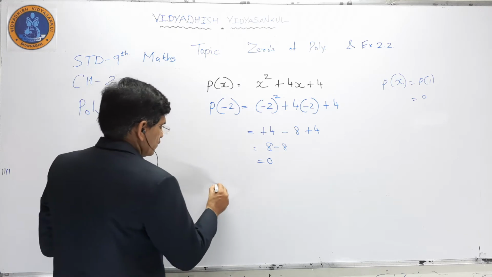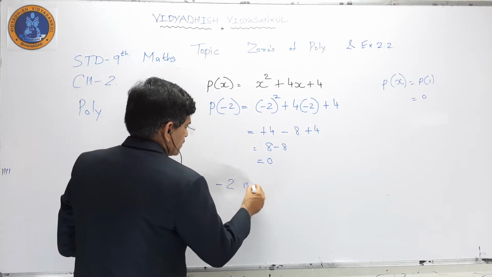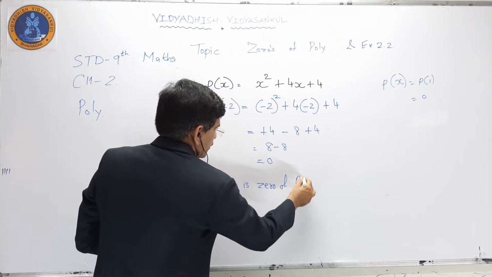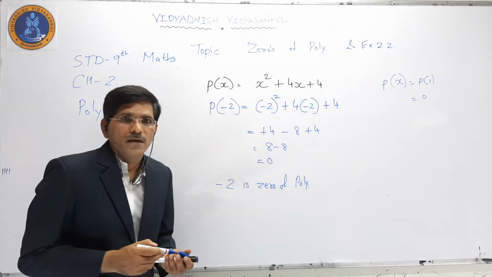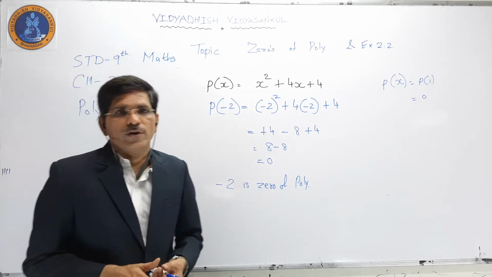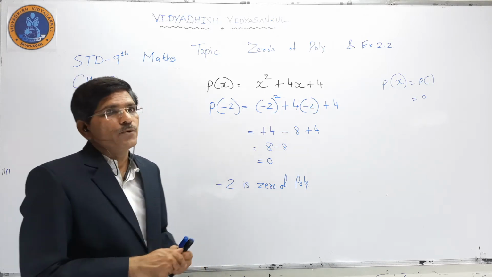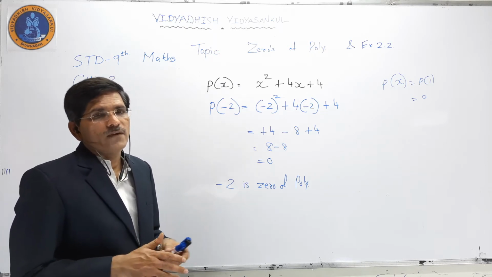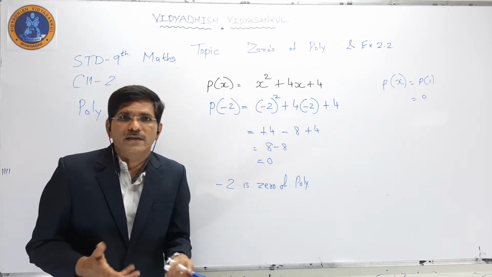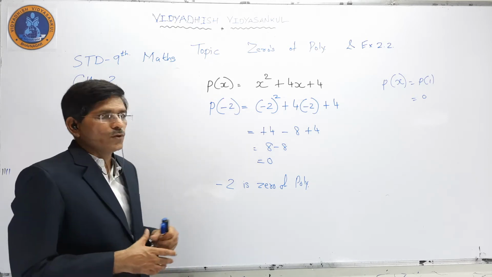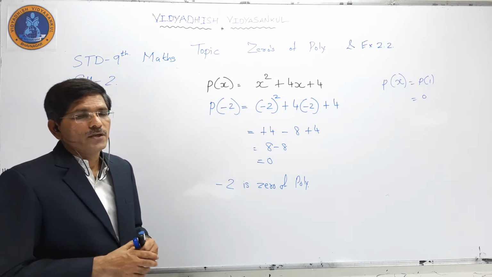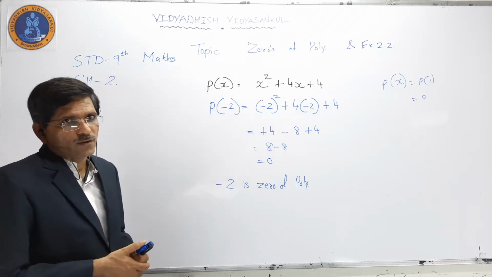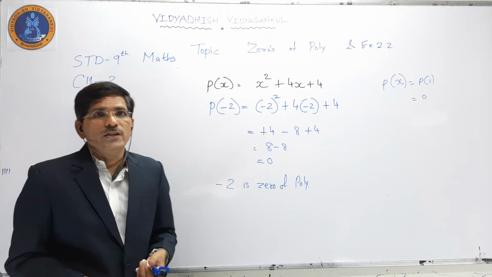So minus 2 is the zero of the polynomial. Now if I put 1 here, and I do not get the answer 0, then I can't say that it is a zero of the polynomial. It is only called a value. Earlier we have already discussed finding the value.